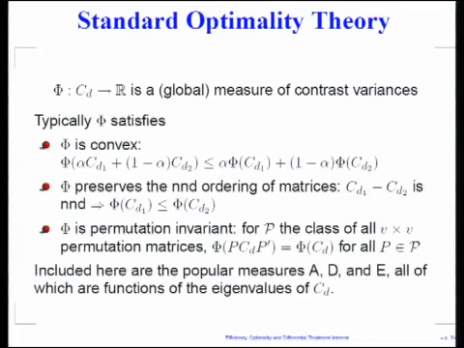And to get an idea of what needs to be done, I'll just very briefly sketch the standard optimality theory for these sorts of situations. Let phi be some optimality measure, so it's just a map from the information matrix to the real line, satisfying typically 3 conditions. 1, it's convex, matrix convex. Number 2, it preserves the non-negative definite ordering of matrices. And number 3, it's permutation invariant. And it's that third one that we're really going to be trying to get to. And of course, included here are the popular measures like A, D, and E.